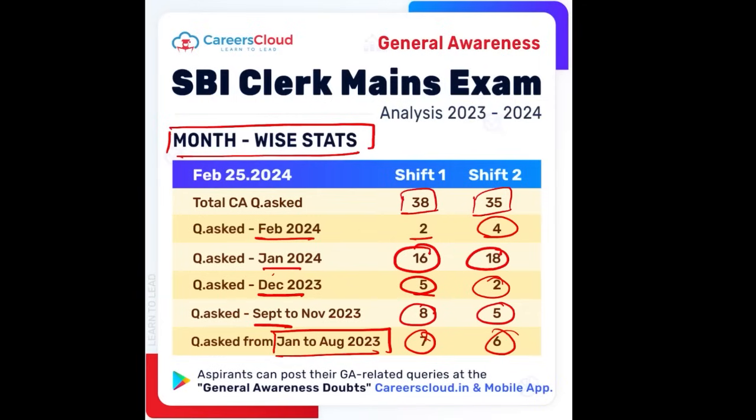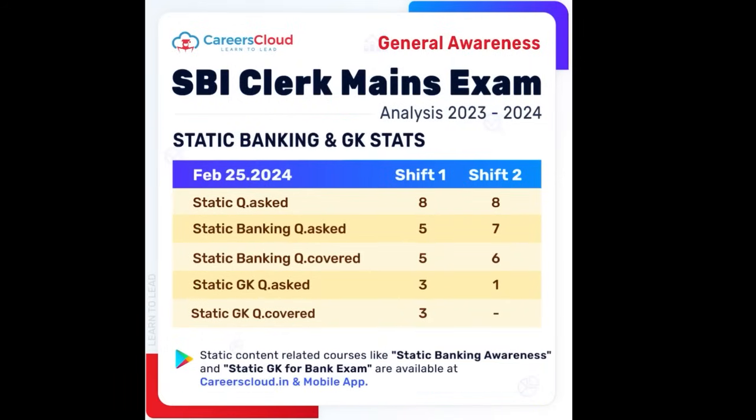And let me tell you friends, all these questions were covered by us either on our mobile application or on our YouTube channel, where we provide you a detailed analysis of all the questions, all the content that is happening all around the world. Not just this, if we focus on static banking and GK stats, the total question asked were 8 and 8 respectively for first and second shift. Static banking question asked were 5 and 7. Static banking question answers that were covered by us were 5 and 6 respectively.